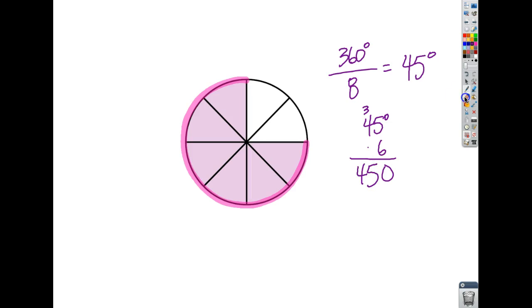Whoops, what am I doing here? Okay, let's try that again. 6 times 5 is 30, right? 6 times 4 is 24, plus 3 is 27, so 270 degrees. You could also look at this and say, wait a second, this is a right angle. That's 90 degrees that's left over there. So I could just do 360 degrees minus 90 degrees.